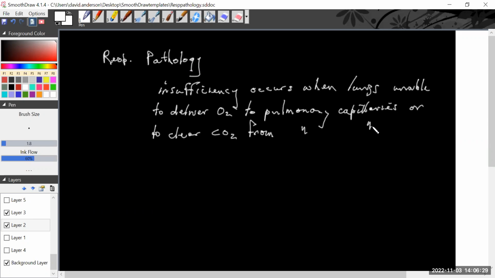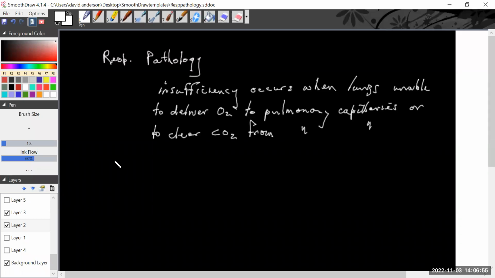So this failure can only occur if compensation fails as well. So that might be a failure of muscular activity. It may be an inability to get enough of the gases from the environment. So we have scenarios where we're in altitude or we go underwater, and we have problems with the availability of oxygen in those circumstances. So there's a number of different things that can happen.